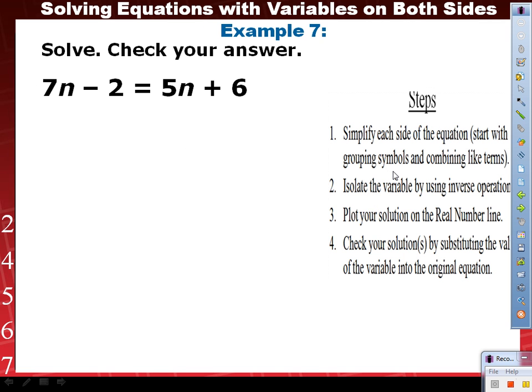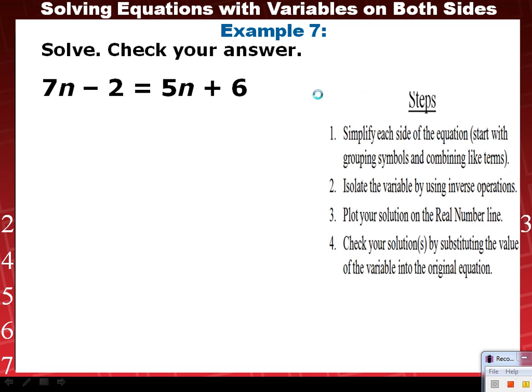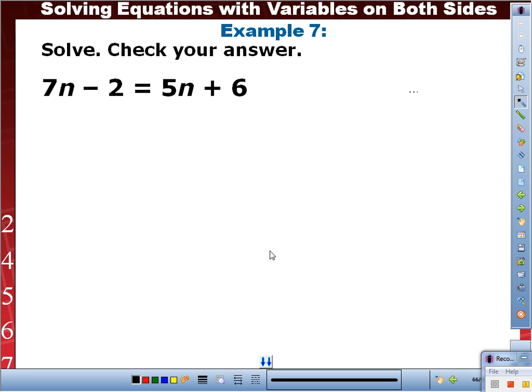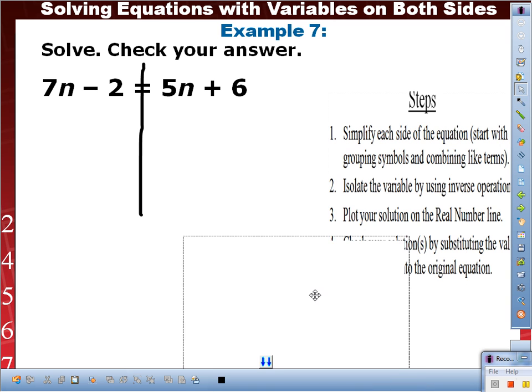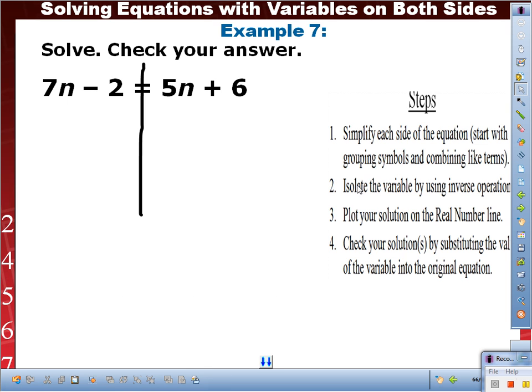No. Copy this one, example 7. 7n minus 2 equals 5n plus 6. Line down the equal sign. Here we go. Look up to the screen. What is our first step every time we solve? Simplify. Can we simplify the left side anymore? No. How about the right side? No.